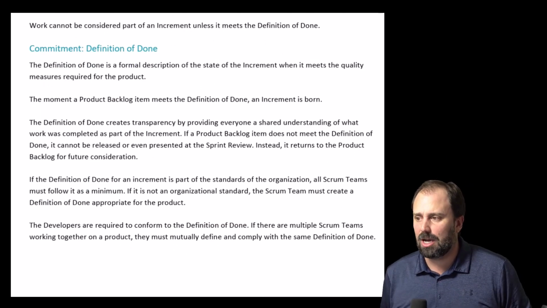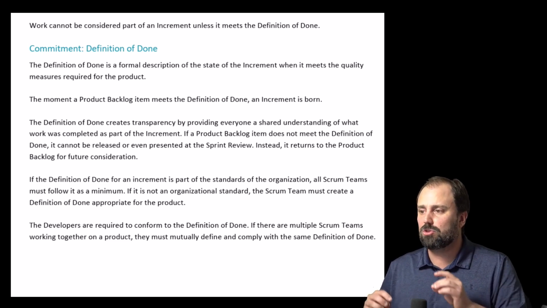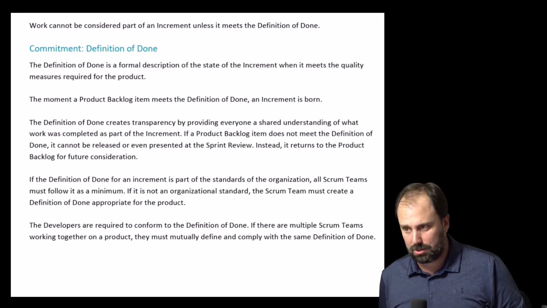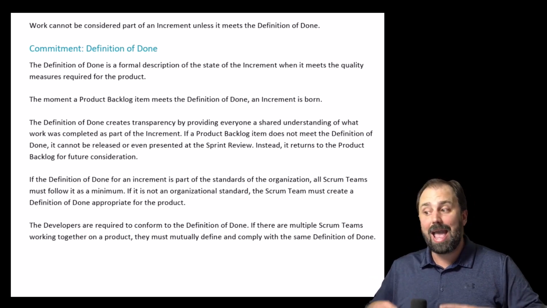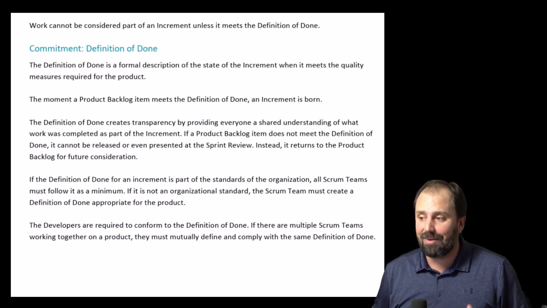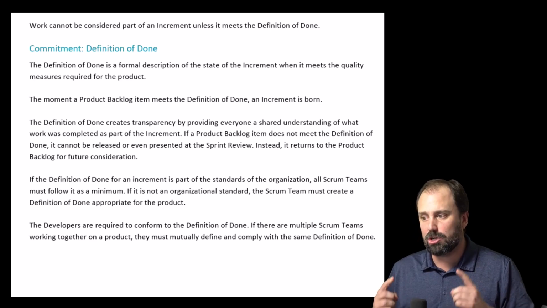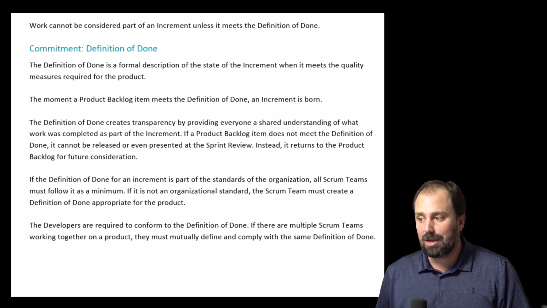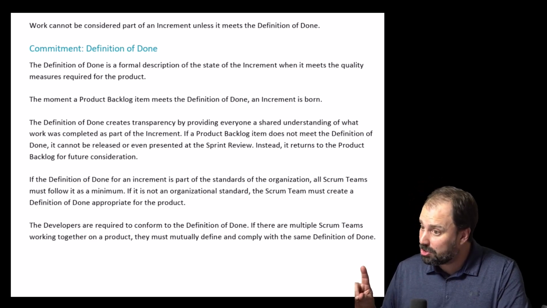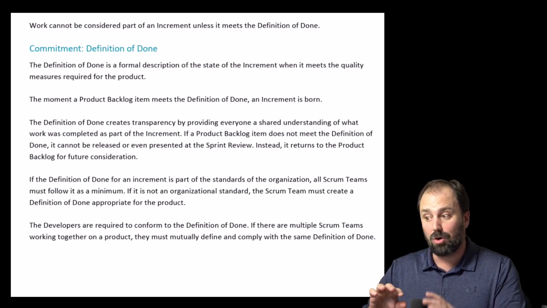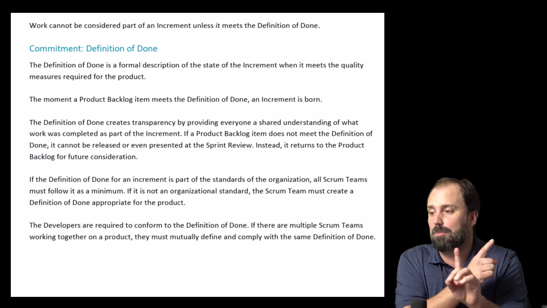The definition of done is a formal description of the state of the increment when it meets the quality measures required for the product. The moment a product backlog item meets the definition of done, an increment is born. The definition of done creates transparency by providing everyone a shared understanding of what work was completed as part of the increment. If a product backlog item does not meet the definition of done, it cannot be released or even presented at the sprint review. Instead, it returns to the product backlog for further consideration.